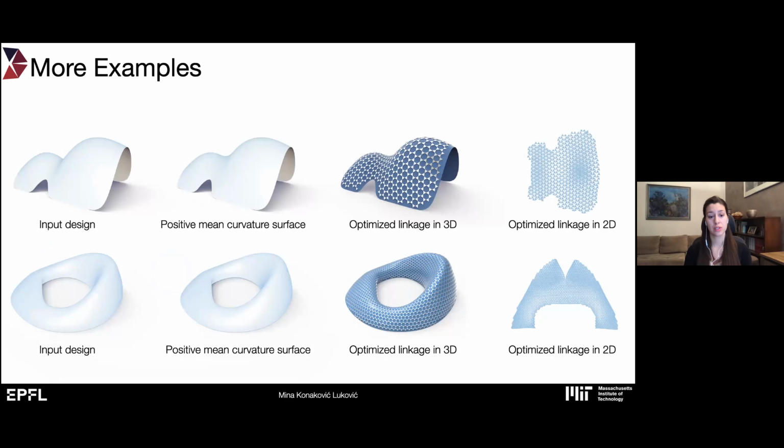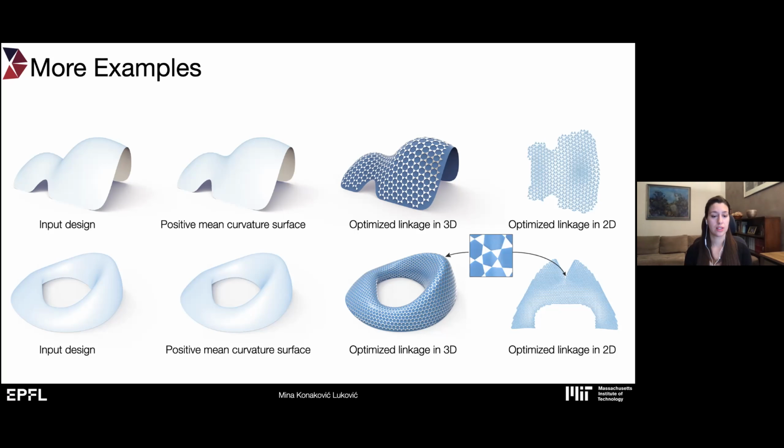And just to show you some more examples of what we made with our design, again, you can have positive mean curvature with saddle points. You can also have non-zero genus surfaces. And especially in this example, we also had to use cone singularities, but again, in the interest of time, I'll invite you to have a look at our paper if you're interested in cone singularities.